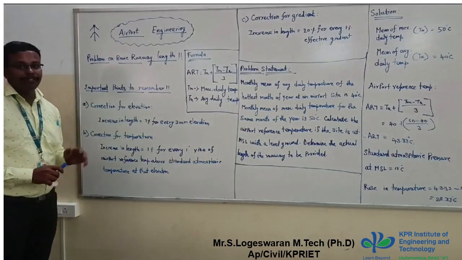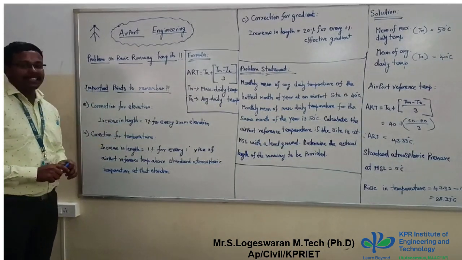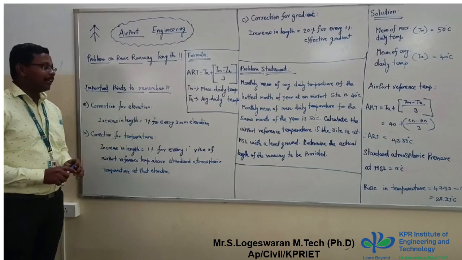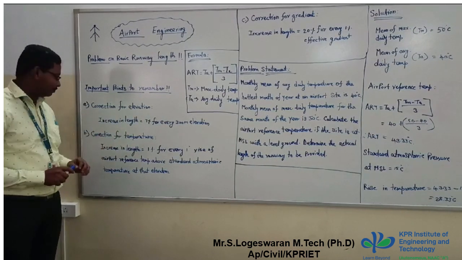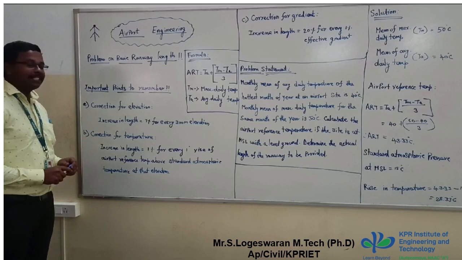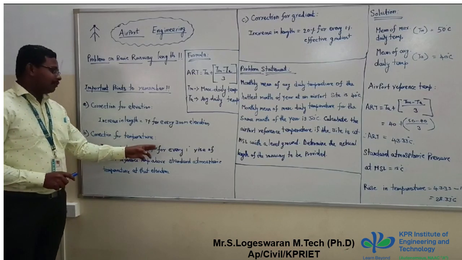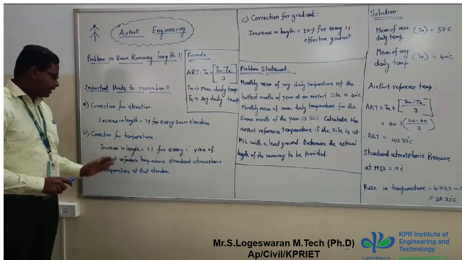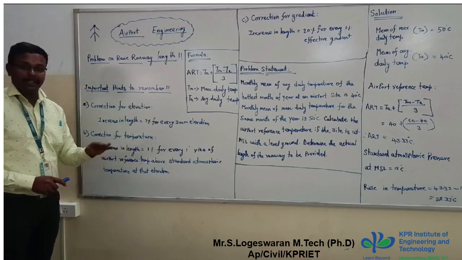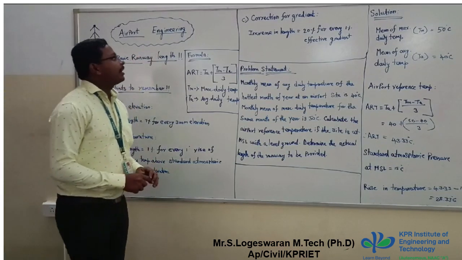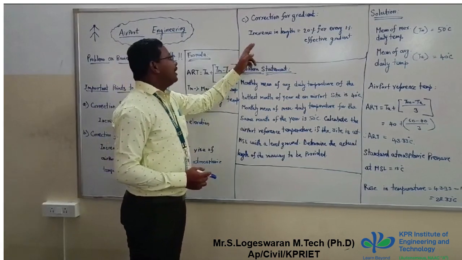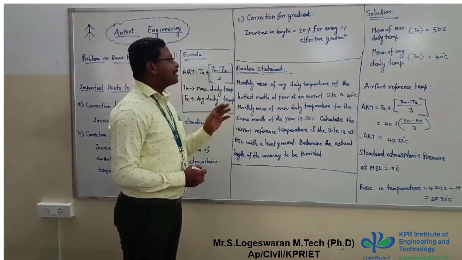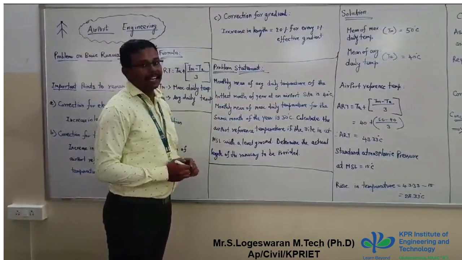First one, correction for elevation. Increase in length is equal to 7% for every 300 meter elevation. Correction for temperature is equal to 1% for every 1 degree rise of airport reference temperature above standard atmospheric temperature at that elevation point. Third one, correction for gradient. Increase in length is equal to 20% for every 1% effective gradient.